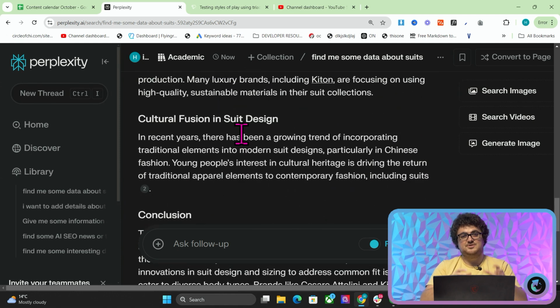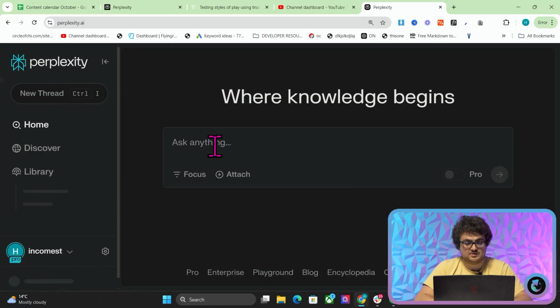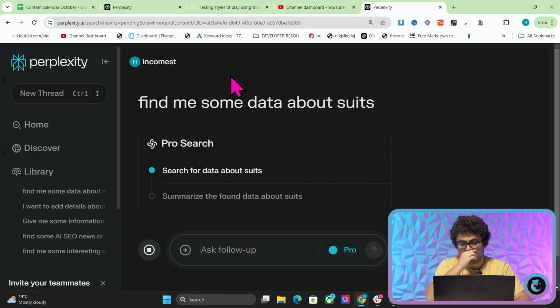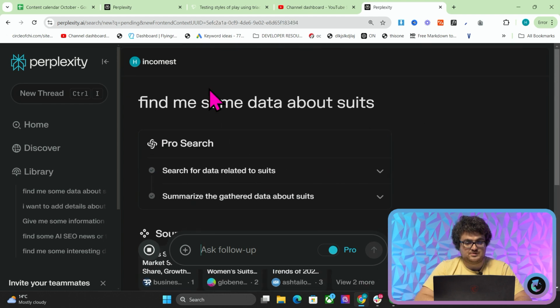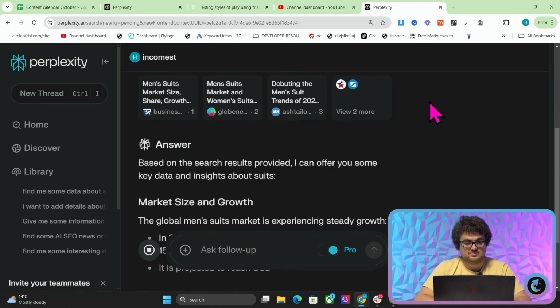So this is just a little bit more refined than if you just said, find me some data about suits. If I just do the same search on a normal Perplexity search, it won't be as... wait, is this normal? So let's just do this search again. Find me some data about suits. This is the normal one now.